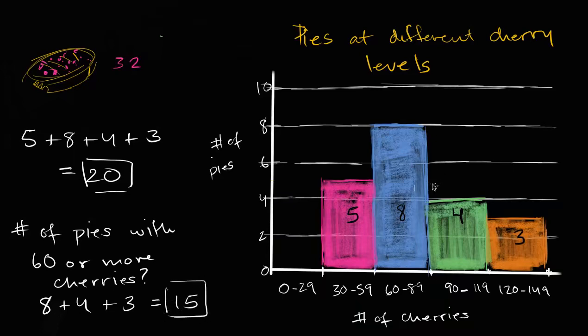So using this histogram, we can answer a really interesting question. We can say, well, how many more pies do we have that have 60 to 89 cherries than 120 to 149 cherries? Well, we have 8 pies that have 60 to 89 cherries, 3 that have 120 to 149. So we have 5 more pies in the 60 to 89 category than we do in the 120 to 149 category. So a lot of questions that we can start to answer, and hopefully this gives you a sense of how you can interpret histograms.